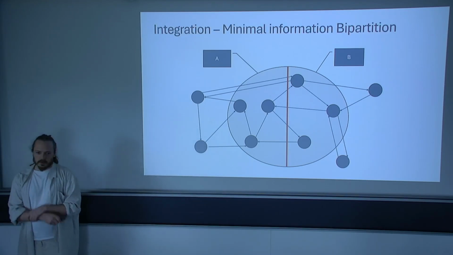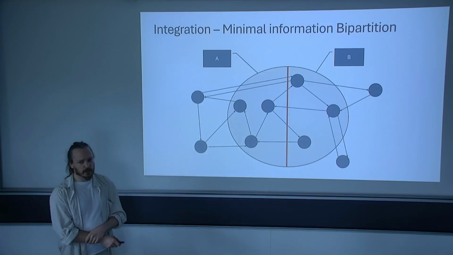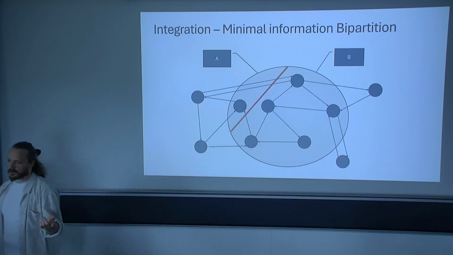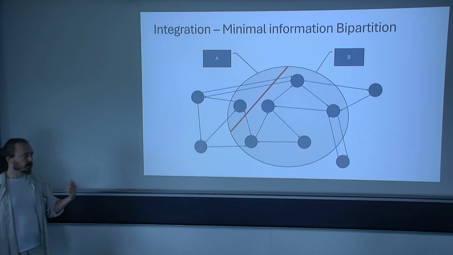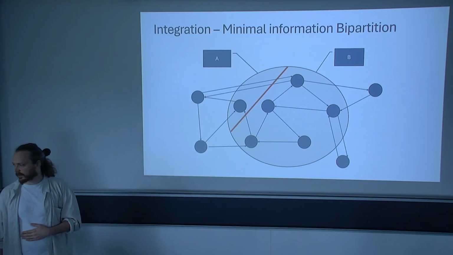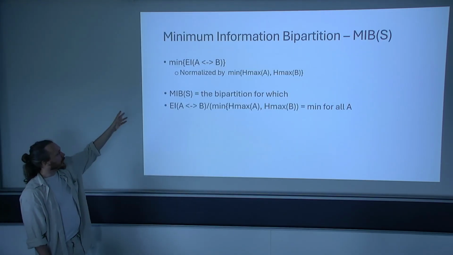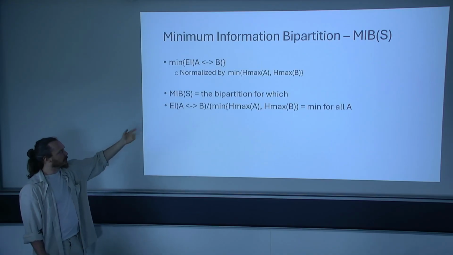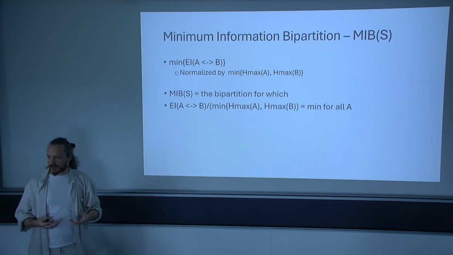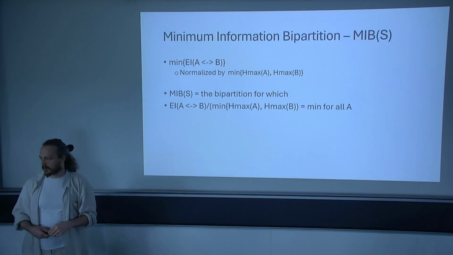You use this measure to identify what they call the minimal information bipartition. You have your subset, you divide it into all possible partitions, and then you compute the effective information between all those partitions. To do some comparisons, you need to do some normalization based on the maximum entropy. The minimal information bipartition is the bipartition of a system that has the lowest effective information.